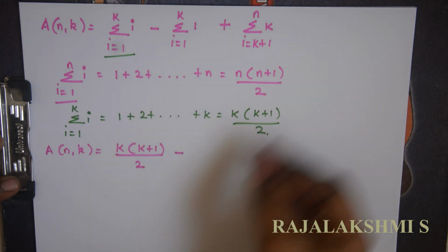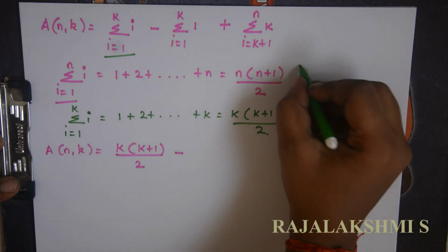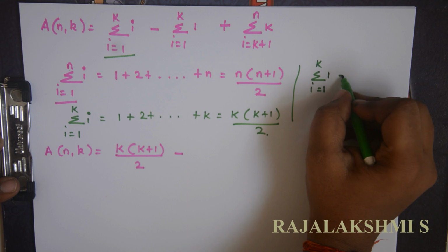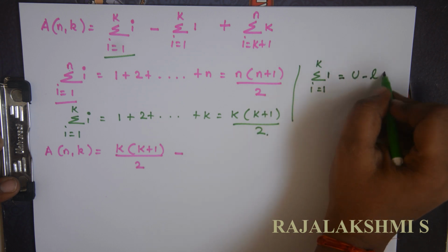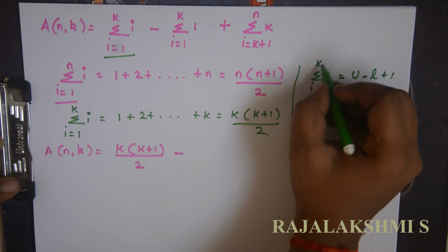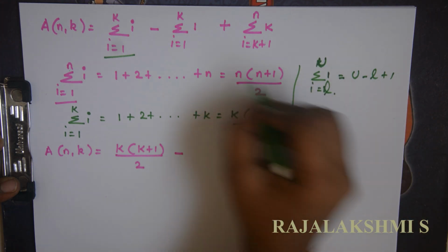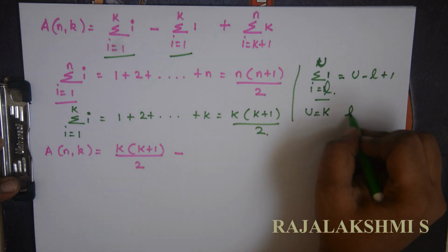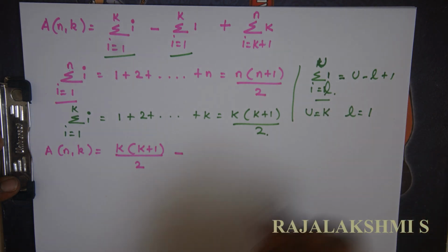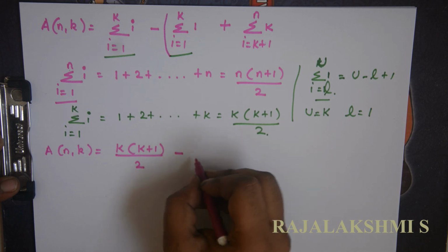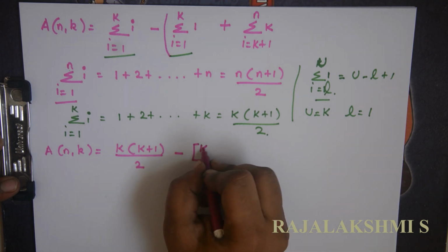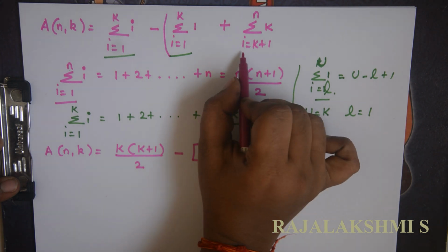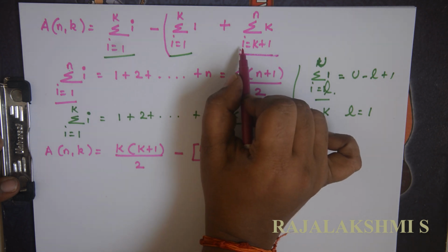minus, and this is of the form summation I is equal to 1 to K, it is 1, which is equivalent to U minus L plus 1, right? So summation I is equal to L to U, it is U minus L plus 1. Now comparing this one with here, instead of U we are having K, instead of L we are having 1, so this term can be written as U minus L plus 1, that is K minus 1 plus 1, right?